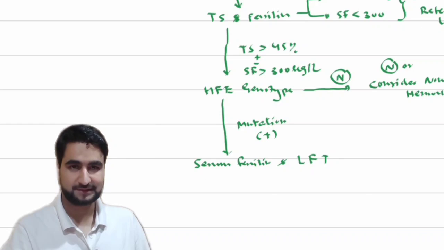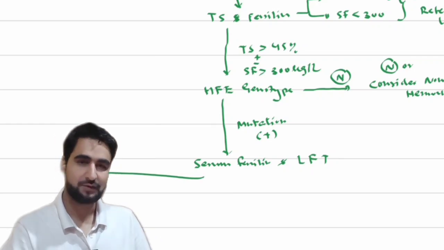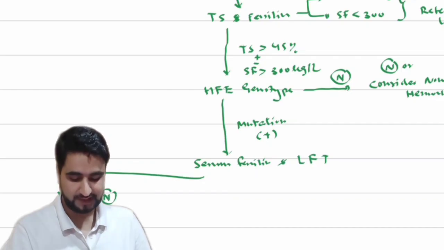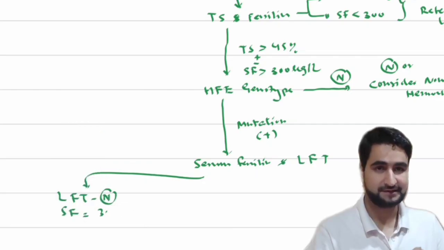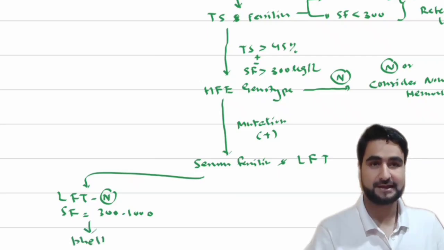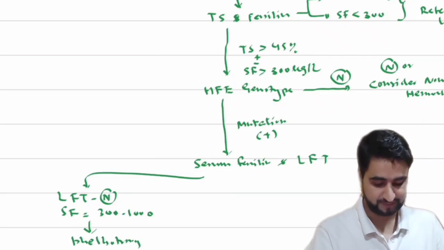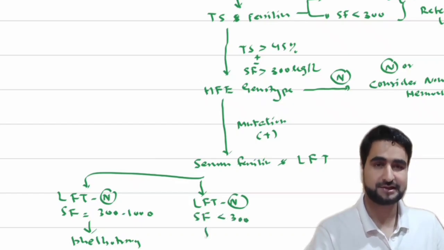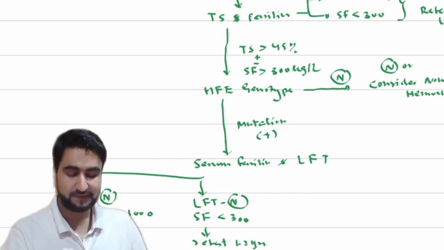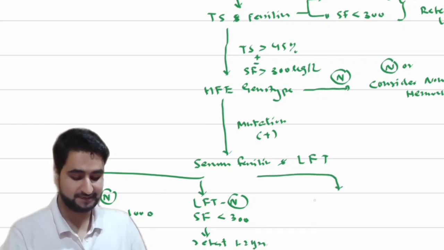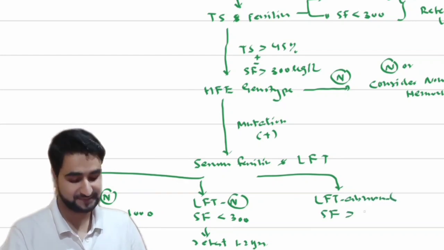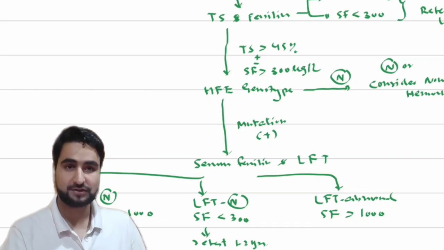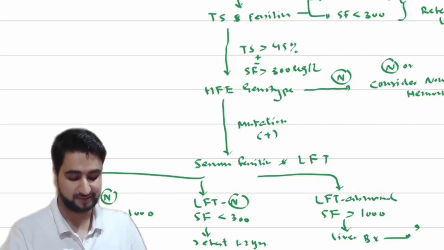If this mutation analysis is positive, you have to concentrate on two things: serum ferritin levels and LFT. If LFT is normal and serum ferritin levels are in the range of 300 to 1000, then the patient should be sent for phlebotomy. Second condition is if the LFT is normal and serum ferritin levels are less than 300, then you do not need to do anything, you just retest after 1 to 2 years. If LFT is abnormal and serum ferritin levels are greater than 1000, then liver biopsy is indicated to detect iron overload. And if there is iron overload, then this patient should be sent for phlebotomy.